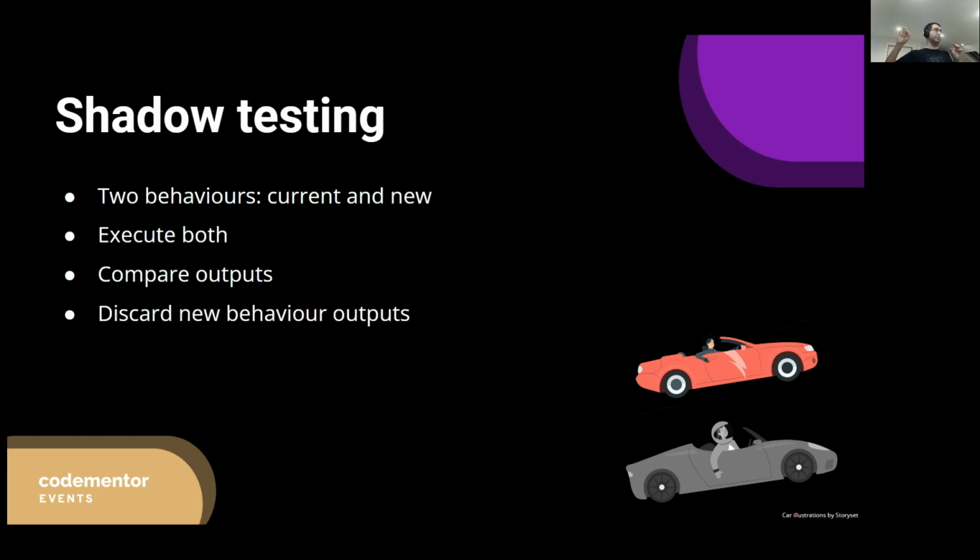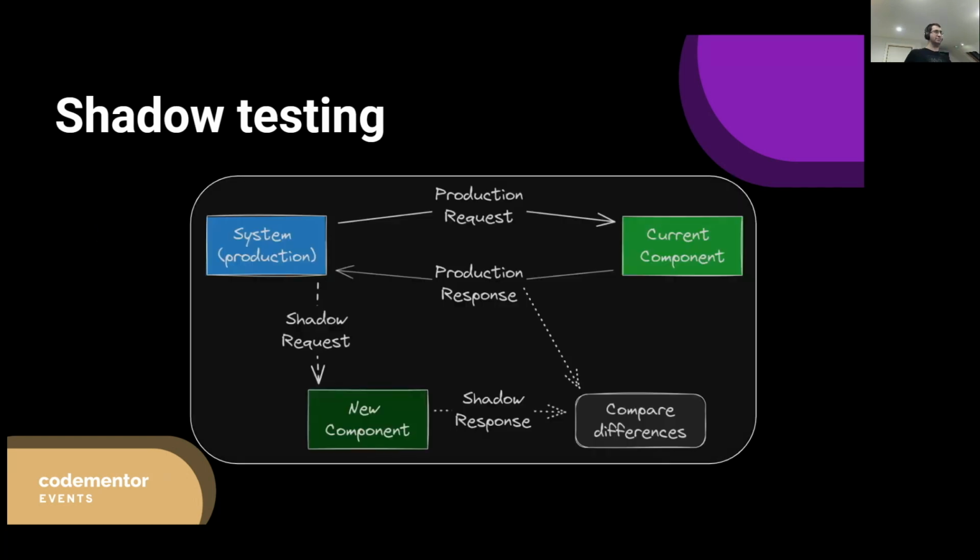We discard the new behavior. So we just run it to compare the outputs and return only the current output, or use only the current one. So this is a visualization of what this would look like.